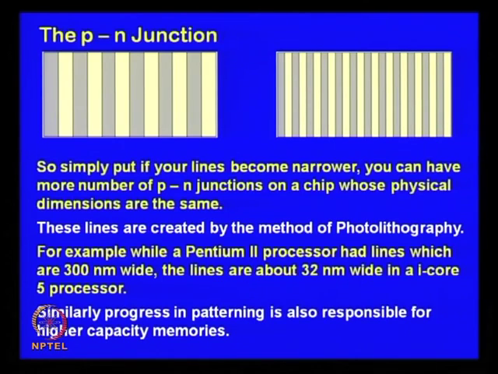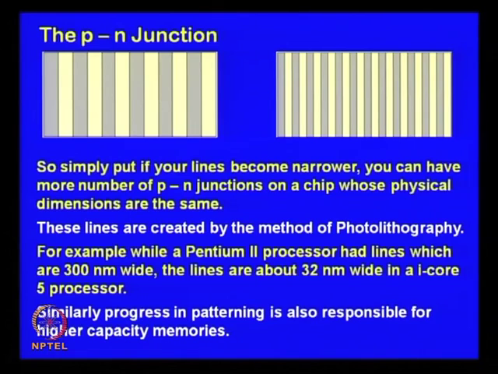Now, how does one create these narrow domains? This is achieved, and we will discuss it subsequently in one of the lectures, by the technique of photolithography. Of course, doping is done, but suppose you start off with a p-type semiconductor and you eventually dope it with n-type domains in a preferential manner, that is guided by photolithography.